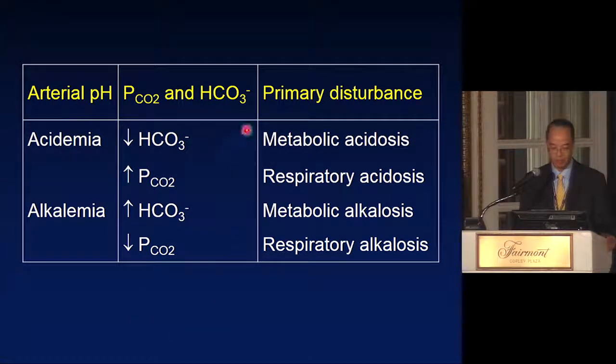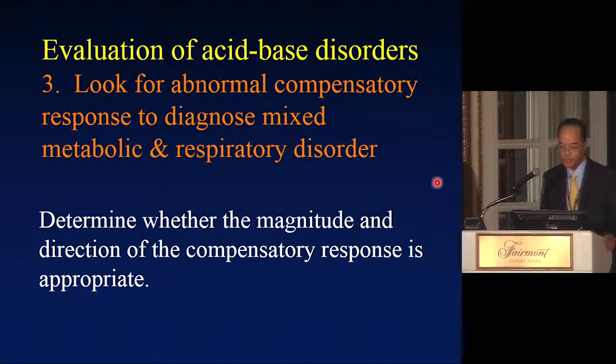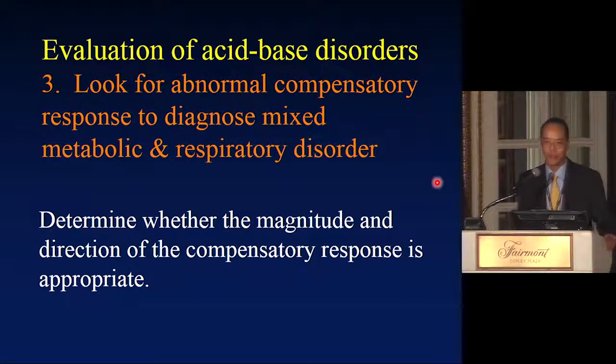You're all familiar with these changes causing these four primary disorders, which can occur individually or in combination. It's a favorite of board examiners to give cases of patients that have mixed acid-base disturbances. After we've figured out at least one primary acid-base disorder, the next thing is to figure out whether there is an appropriate compensatory response, and if so, to determine its magnitude and direction.